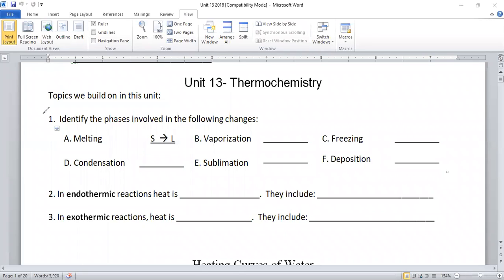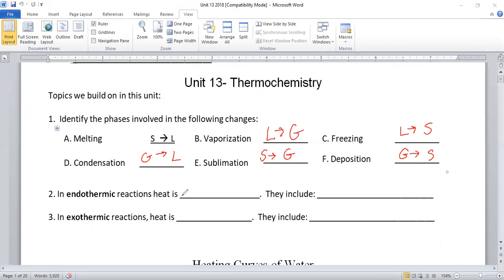All right, so we have melting, a solid to liquid, vaporizing, liquid to gas, freezing, liquid to solid, condensation, gas to liquid, sublimation, solid to gas, and deposition, gas to solid.